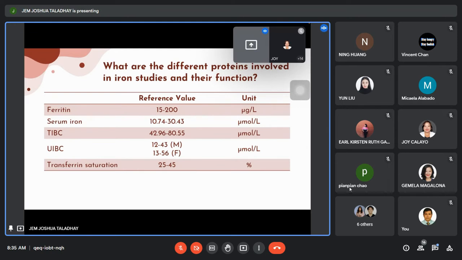For the reference range, for the ferritin, we have 15 to 200 micrograms per liter. Then the serum iron, 10.74 to 30.43 micromoles per liter. TIBC, 42.96 to 80.55 micromoles per liter. Then for the UIBC, we have 12 to 43 for males and 13 to 56 for females. For transferrin saturation, we have 25 to 45%.